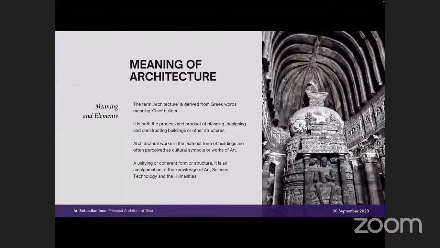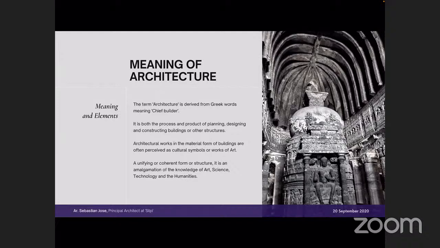So what's the meaning of architecture? The term architecture is derived from Greek words, which roughly means chief builder. In India also, we have this concept of Vastu Shilpi, or the Sthapati, which also essentially means the same thing. So all over the world, architect is one of the oldest of all professions, and it addresses one of the three main requirements of human beings: food, shelter, and clothing. Shelter being one of the most essential requirements of any human being.